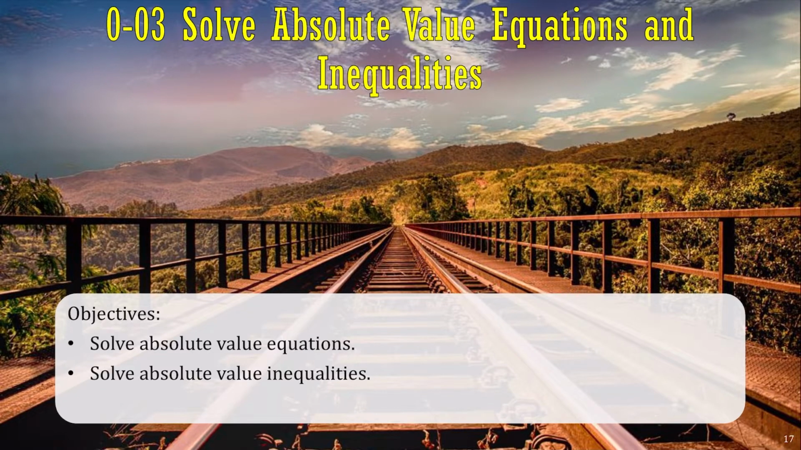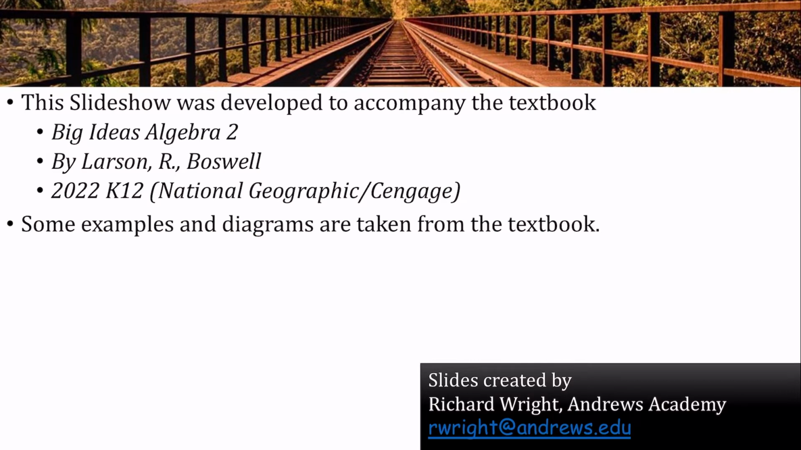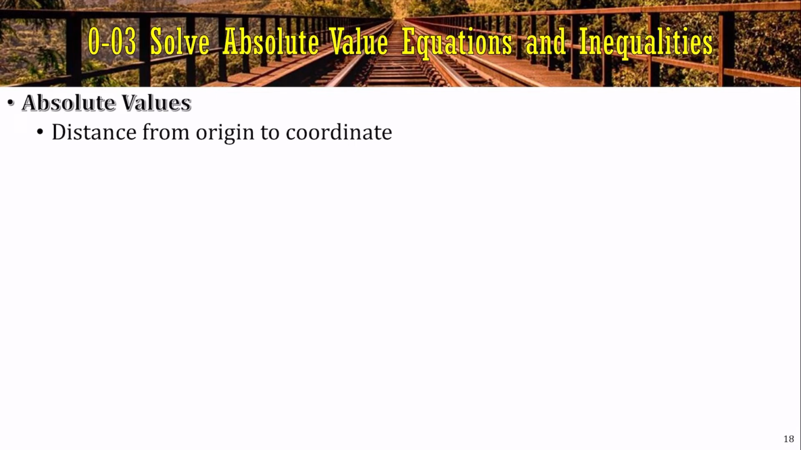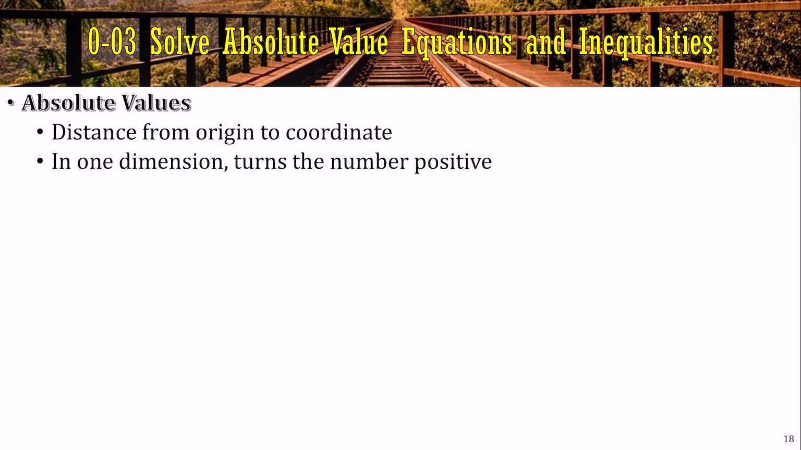Lesson 3. Solve absolute value equations and inequalities. Absolute value is the distance from the origin to a coordinate. Usually you think about it, because we're in one dimension, as it just makes the number positive. But technically, the absolute value of x, these vertical lines here are absolute value marks, the absolute value of x is b, where b is the distance between x and 0. The origin is 0.